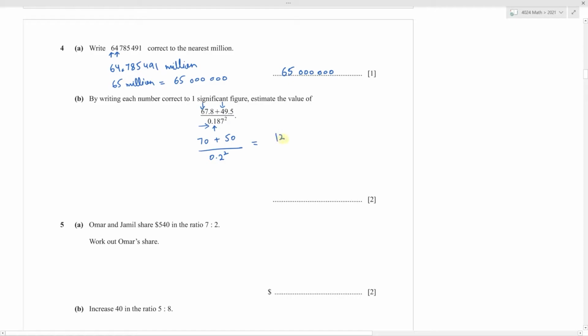70 plus 50 is 120. 0.2 squared will be 0.04, and then I can multiply by 100 in the numerator and the denominator to get rid of this decimal. So 120 divided by 4, so this will be two zeros here. 4 ones are 4, 4 threes are 12, and then 30. So the answer will be 3000.